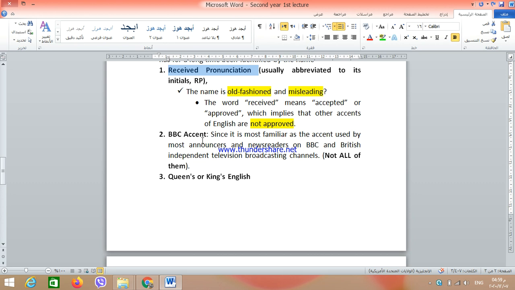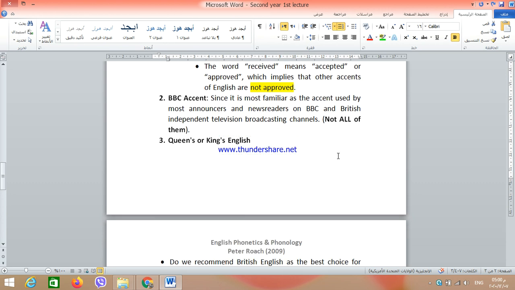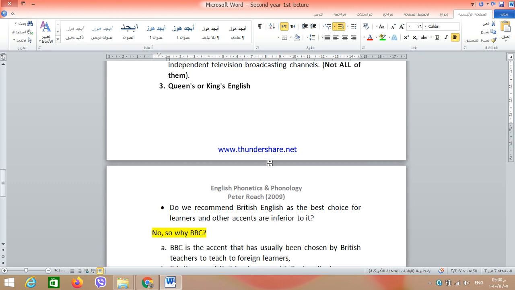There is another name for this accent, which is the BBC accent, because most announcers, reporters, and news readers on BBC use the British accent or the RP accent, if you like. But not all of them, by the way. Another name for this accent is the Queen's or the King's English, as it is the accent used at a certain point of time in the past by noble people and people of the high class.